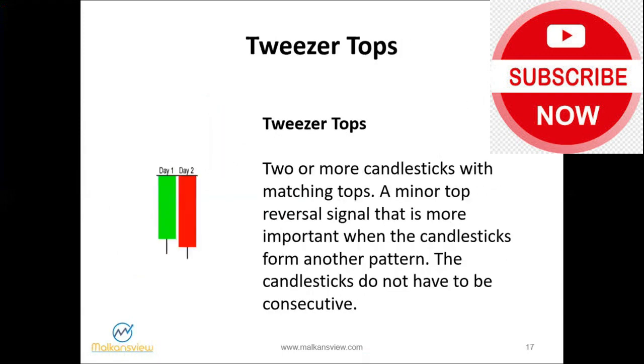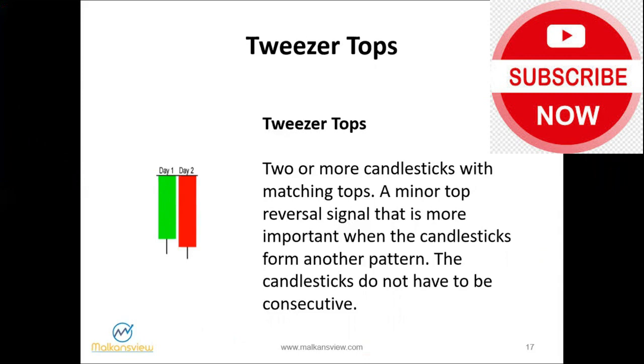The last one is called the tweezer top. Tweezer means double. The first green candle has a high, and the second red candle has the same high. That means at the same high, the bears are stopping the bulls from going above that high, which in usual language we call resistance. That's why we talk about double tops and double bottoms. It's the same thing, a tweezer top, where two candles have the same high.